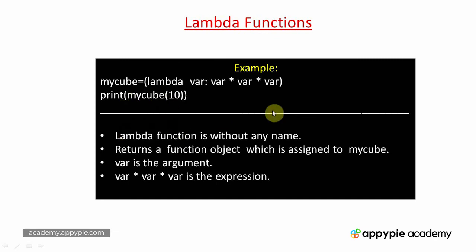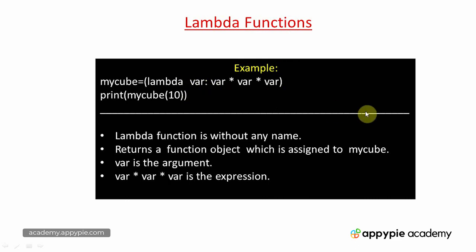Now a lambda function is without any name. It returns a function object which is assigned to my cube. In this example, the name of the variable I have taken is my cube. Var is the argument, and var into var into var is the expression. Let me repeat this again: we can have only and only one expression. There can't be multiple expressions. The number of arguments could be multiple.